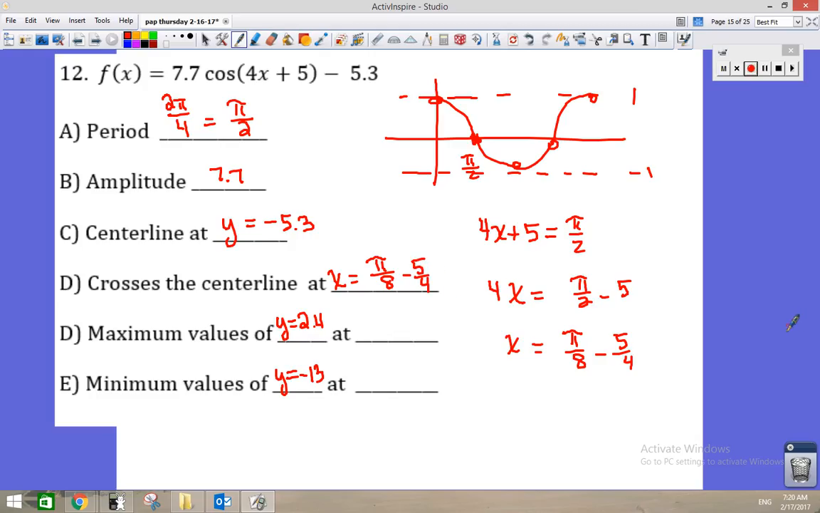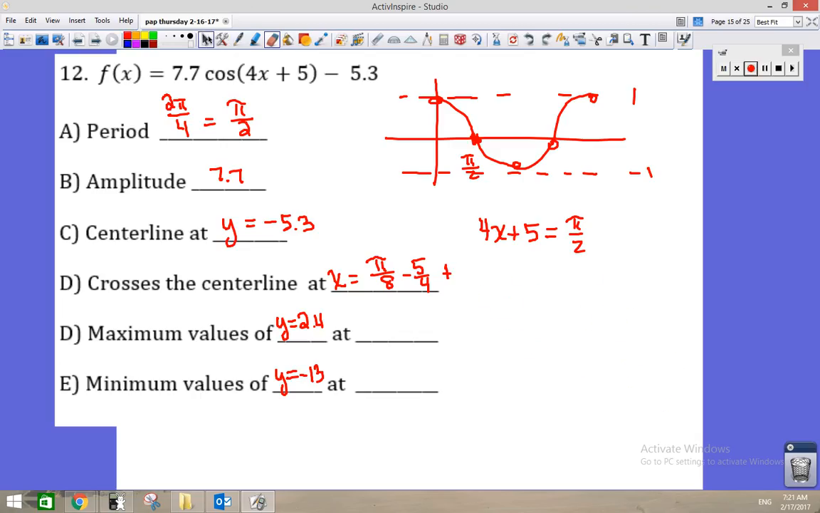So if x is equal to this, when you plug it in, you'll be taking the cosine of pi over 2, which is 0, and you'll be at the center line, negative 5.3. And if you're any half a period away from that, that'll happen also.